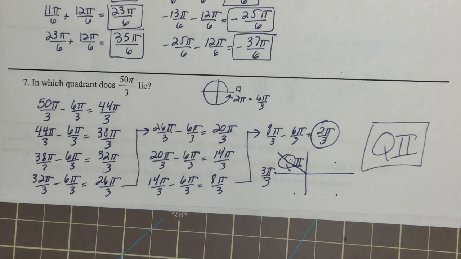Alrighty, so that is angles in degrees and radians. We also did coterminal angles. It's our day 1.